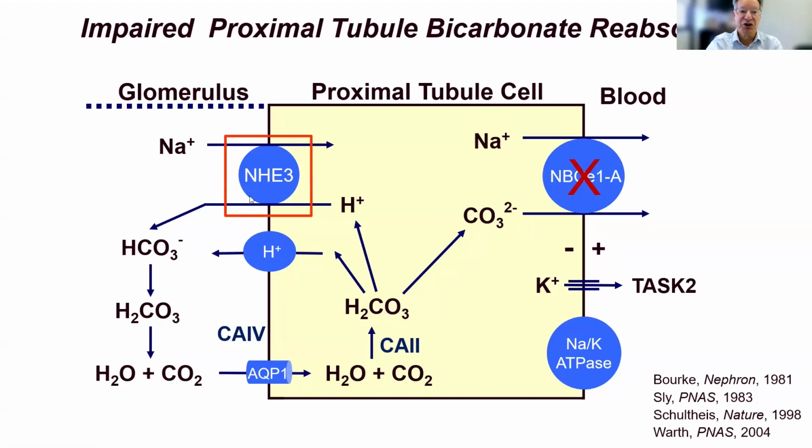NHE3 mutations have not been described in man, although there are knockout mice, and they do have a mild phenotype. Carbonic anhydrase 2 mutations have been described in humans, and they get a proximal and distal RTA because carbonic anhydrase 2 is important not only in the proximal tubule, but also the collecting duct. And TASK2 mutations have been described. It's a potassium channel. They've been described in mice, and they get a proximal RTA because when this channel is mutated, the membrane potential gets depolarized, and that prevents NBC1A from transporting as much sodium carbonate out of the cell. Remember, it's very membrane potential sensitive.